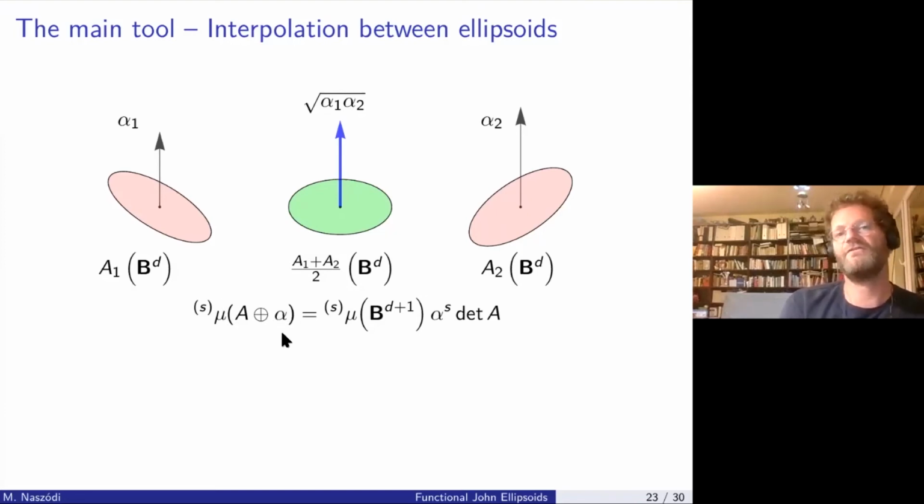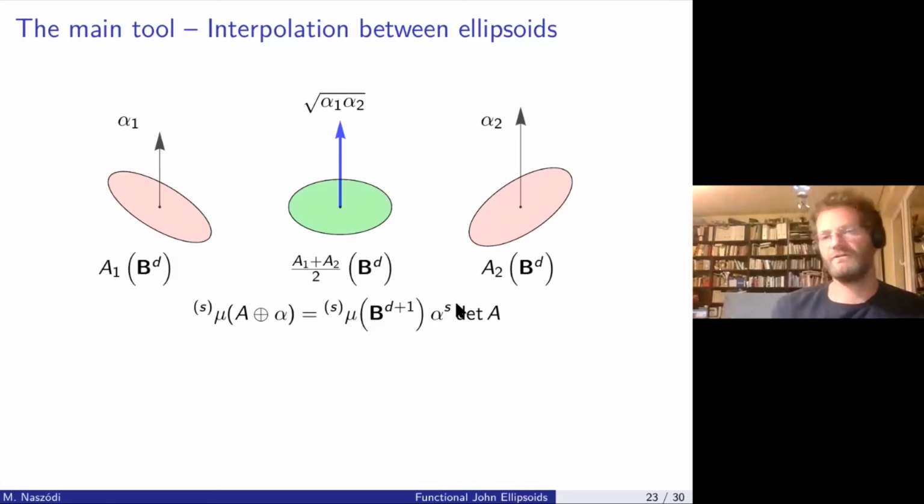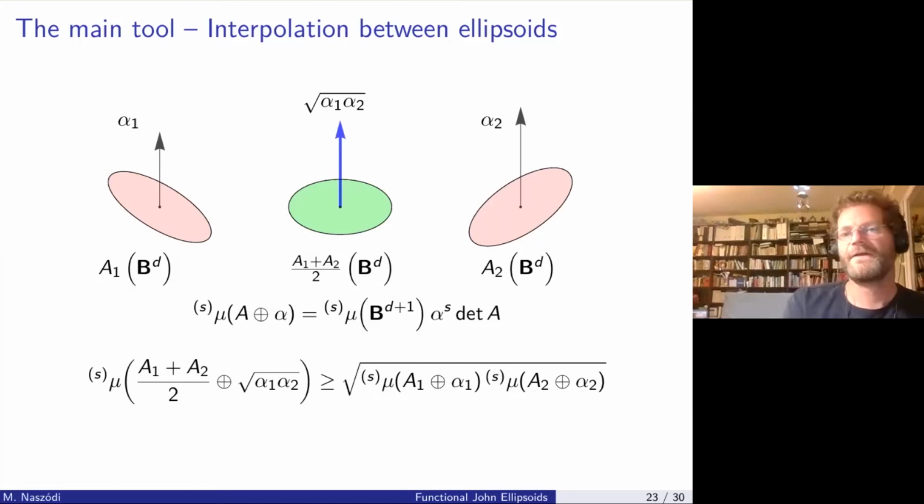So the S volume of an ellipsoid given by this matrix A plus alpha, it's easy to see that an alpha scaling, so vertical scaling, changes the S volume by a factor alpha to the S. And then we have the usual determinant of alpha. And let's look at this so-called interpolated ellipsoid.